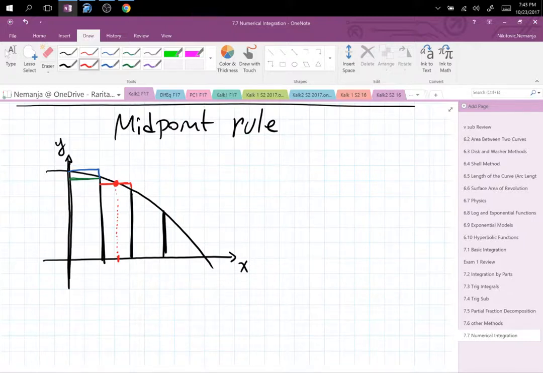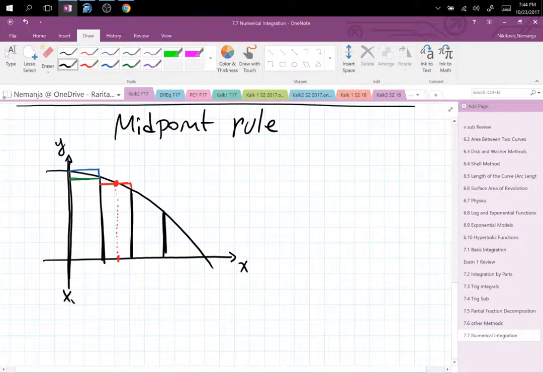This midpoint rule is extremely precise, but comes with a cost. You don't get to use x0, x1, x2, you get to use their averages. So it comes in with additional computation.